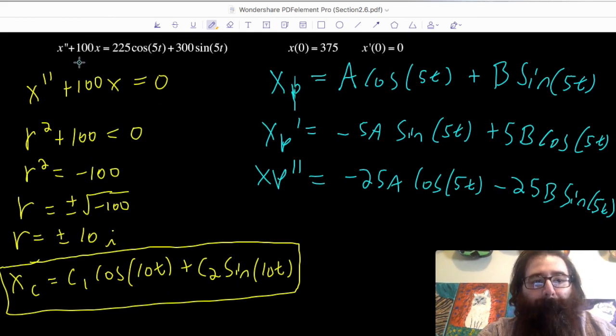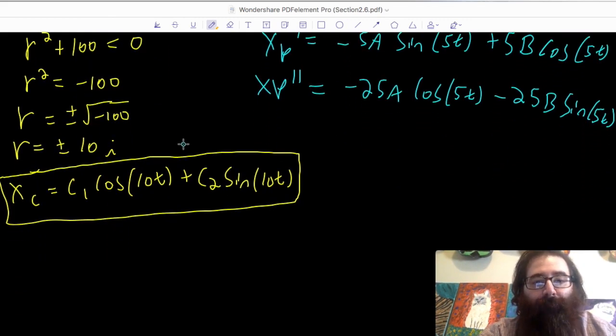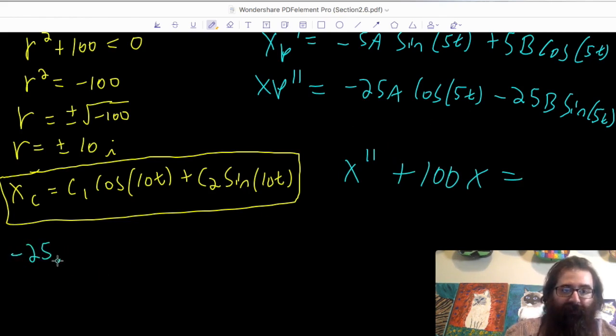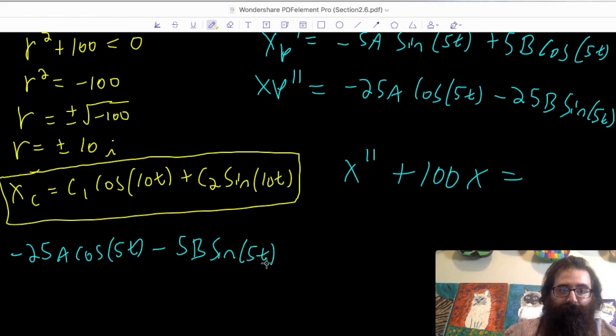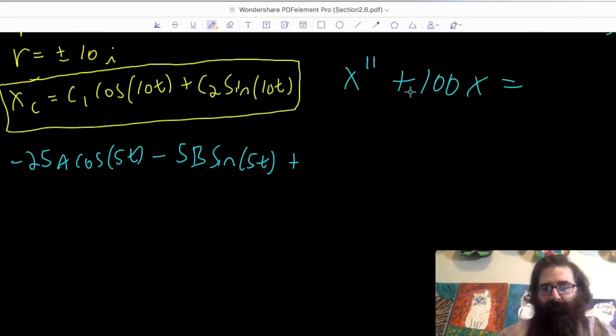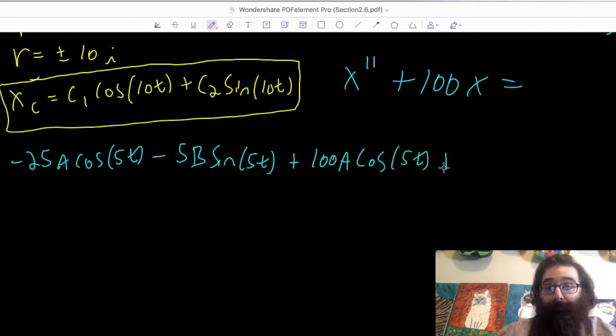Now I want to look at my differential equation, which is x double prime plus 100x. This is going to be equal to x double prime, which is right there. That's negative 25a cosine of 5t minus 25b sine of 5t plus 100 times x. So imagine multiplying 100 through. It's going to give me 100a cosine 5t plus 100b sine of 5t.